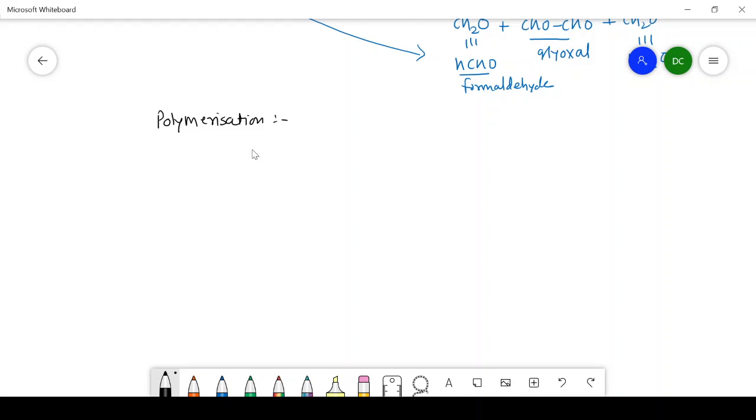So two molecules of butadiene are going to combine, three molecules going to combine. In this way, butadiene acts as a monomer, and when it reacts with itself, it forms a polymer.